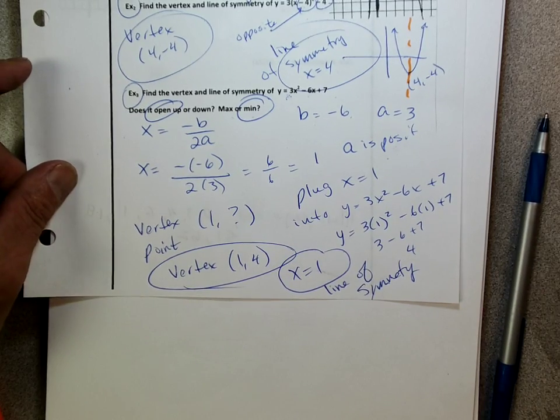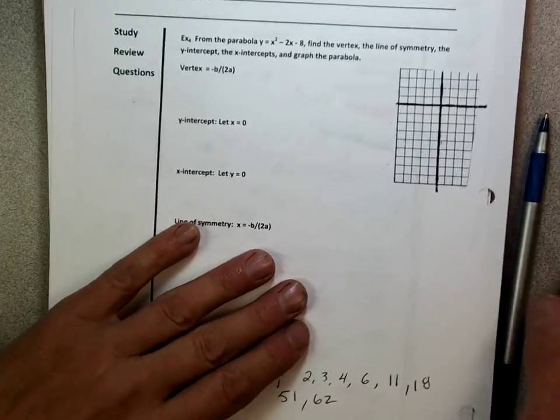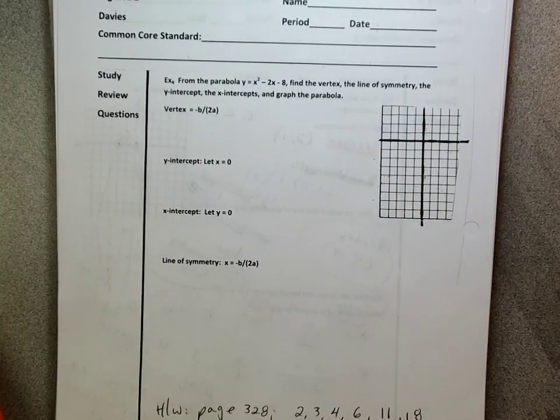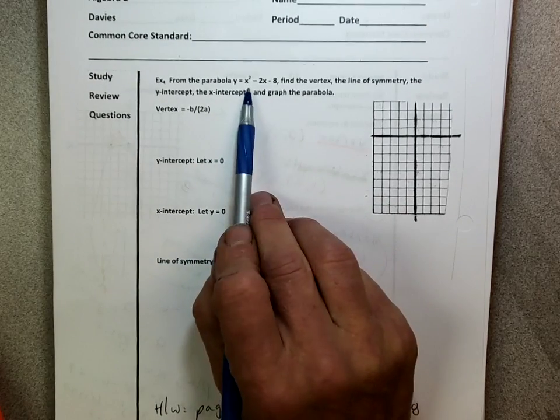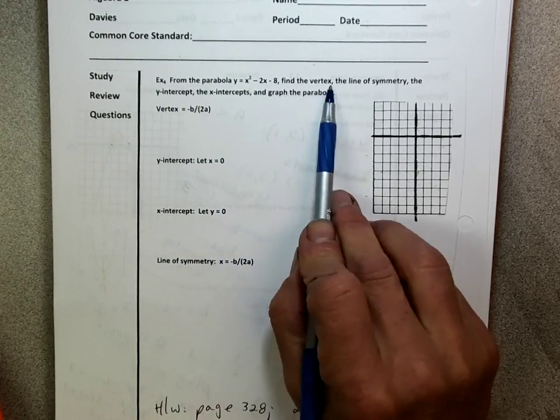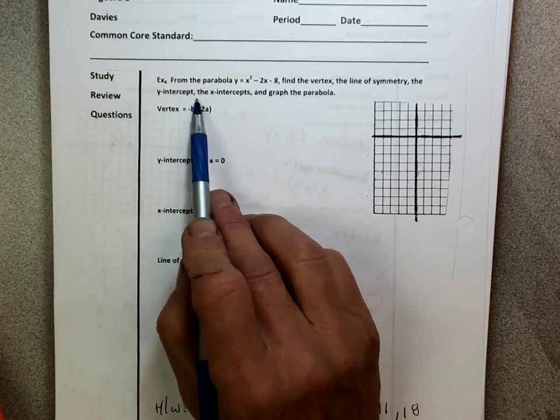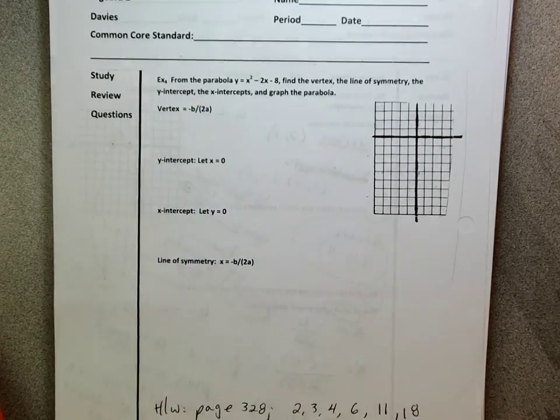Are you guys ready to turn the page? Easy? Hope so. Okay, example 4. We're going to graph it, okay? Oh, there's the 2a. Finally, I got it right. So from the parabola y equals x squared minus 2x minus 8, find the vertex, the line of symmetry, the y-intercept, and the x-intercepts, and then graph the parabola.